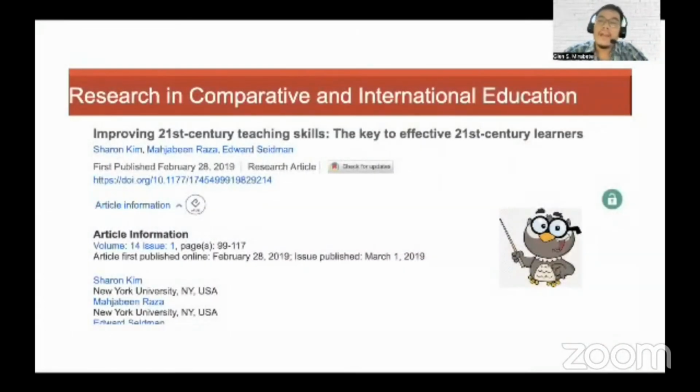Okay, at this juncture, I'll give you two research studies. The first one is about improving the 21st century teaching skills, or the key to effective 21st century learners. And the teaching instruction also engages the students' learning. So we cannot teach what we don't have. If we don't have the competencies or skills, then probably we cannot aspire, or demand learning from the students.